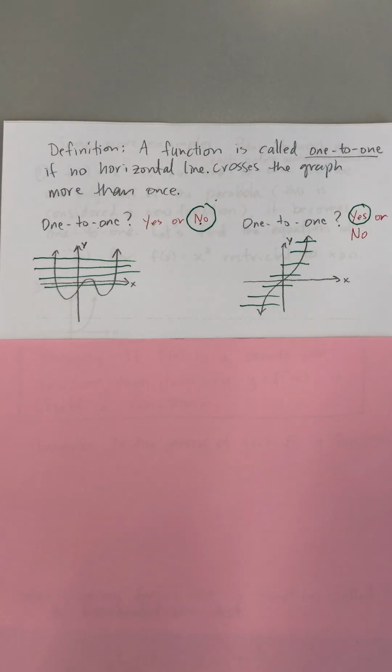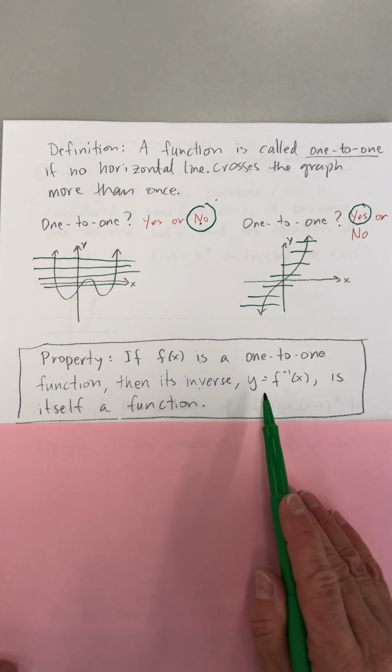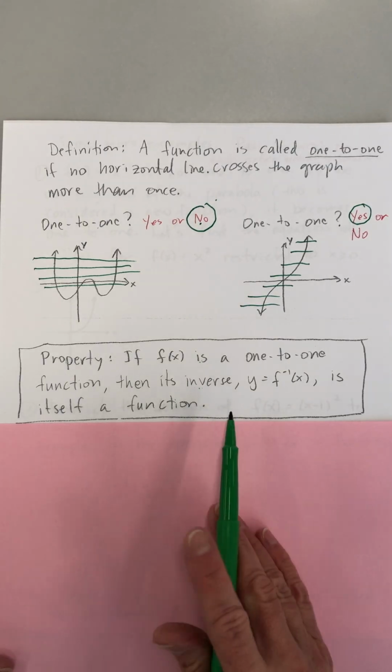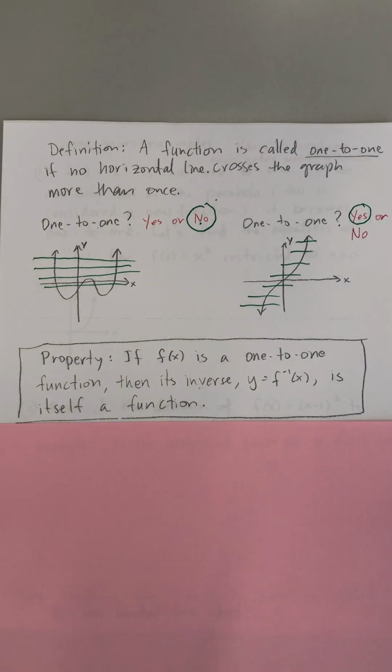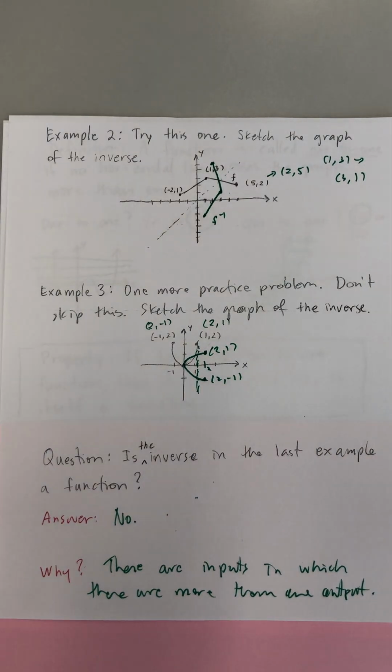So a property that we have to kind of address this short discussion that I was just talking about is that if the function is one-to-one, then its inverse is itself a function. So to reiterate, the inverse exists. The only question is whether or not we get to give it a special name, which is that it is a function. Okay? So again, let's look at this last case here.